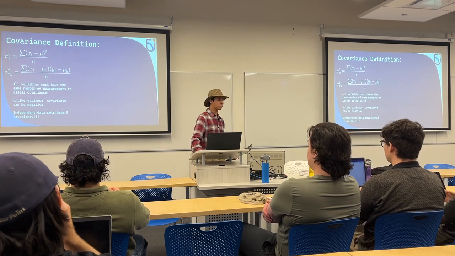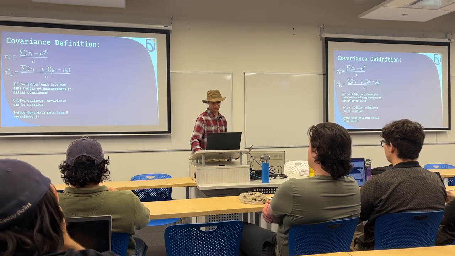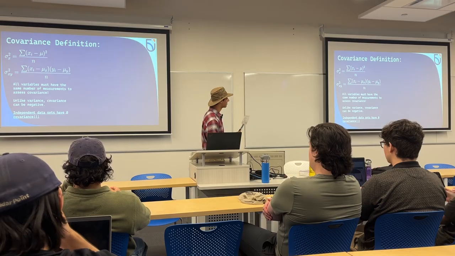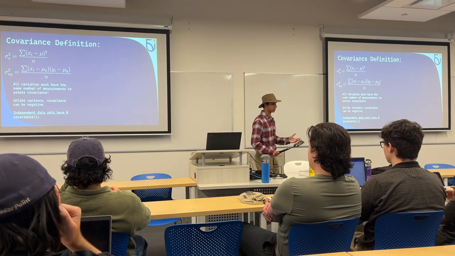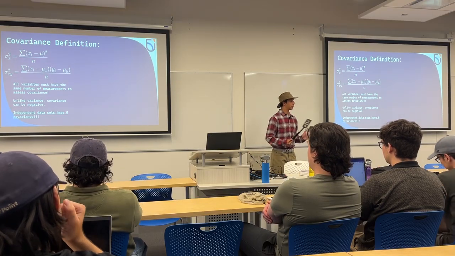And from this point on, I think I've forgotten what's on the slide, so I'm just going to wing it from here. All our variables must have the same number of measurements, the same number of entries. Why?